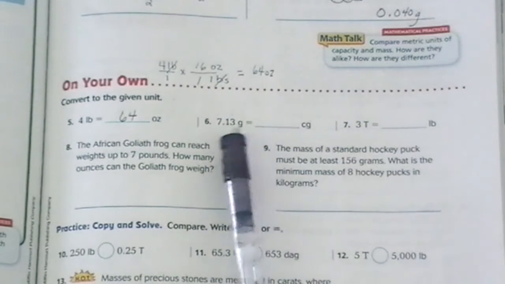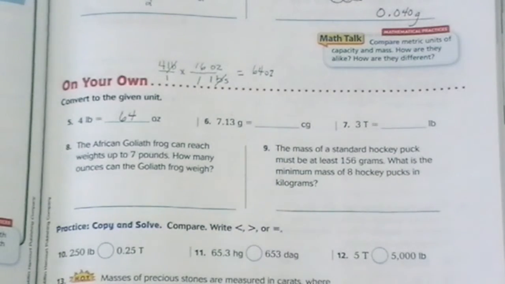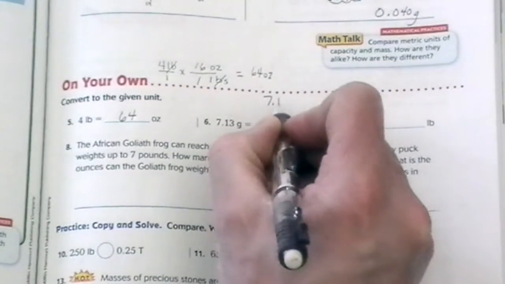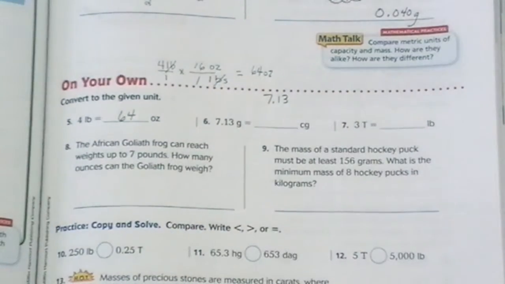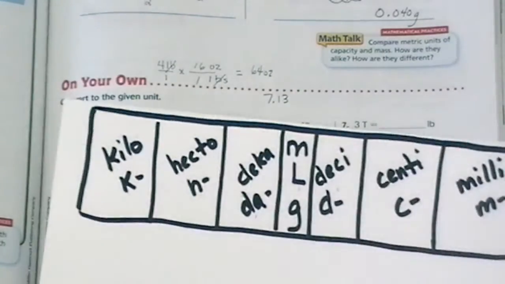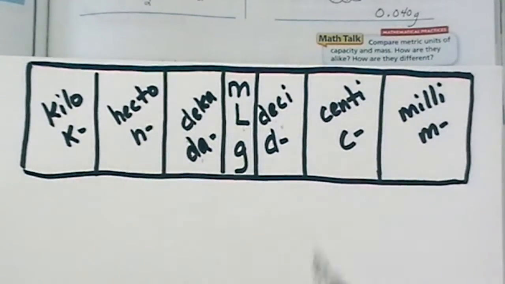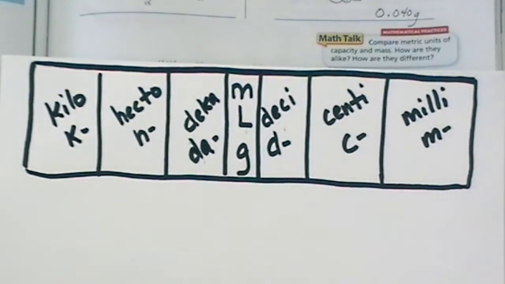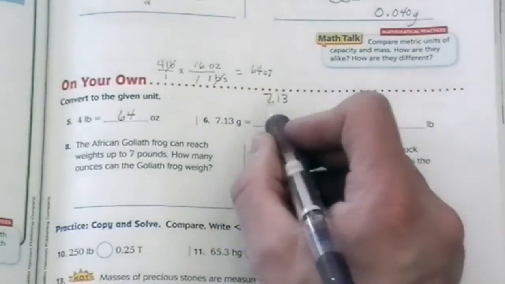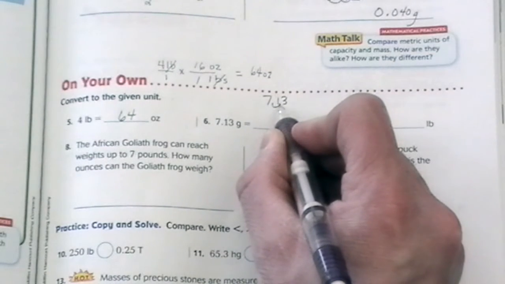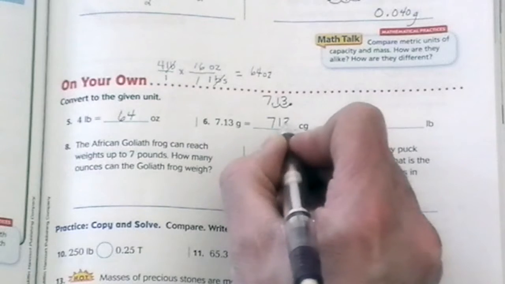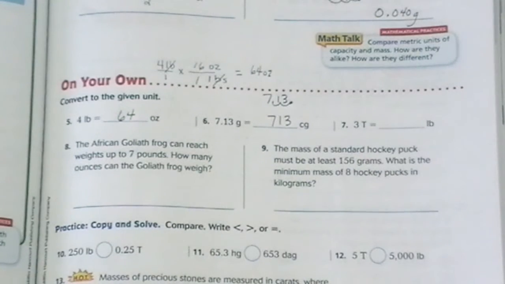Number 6 here says 7.13 grams equals blank centigrams. So here's 7.13. I need to go from grams to centigrams. So here's my chart. I'm at grams. I need to get to centigrams. I'm going to go 1, 2 places to the right. So let's do that. Here's 7.13. I want to go 2 places to the right. 1, 2, and I'm left with 713 centigrams.